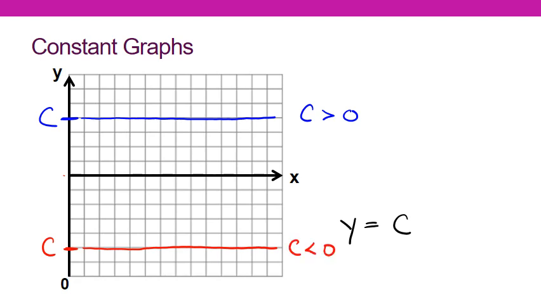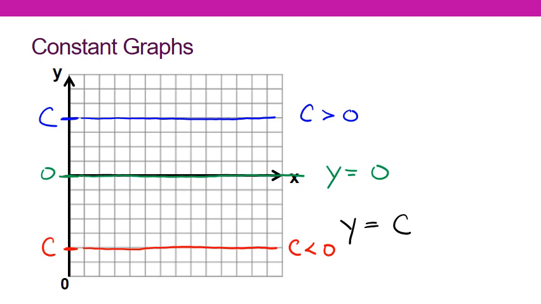Now there is one other special graph I want you to make note of. People forget that it is a graph and that it is a constant graph, and that's the graph of y equals 0. When we have some variable equal to 0, as you might guess, it's just a straight line on the 0 axis, on the x-axis.